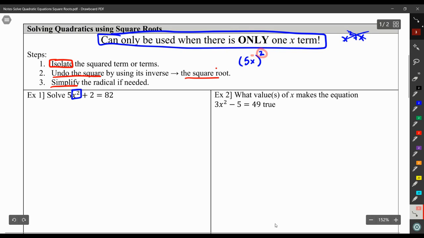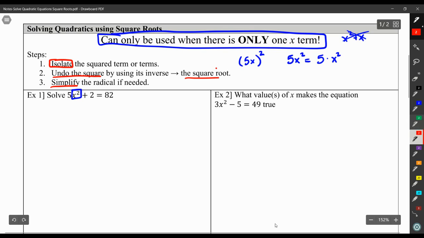x are being squared. But if we just have 5x and then a square with no parentheses, what this really means is 5 times whatever x squared is. So the only thing being squared in this case is just the x. These parentheses are not giant symbols, but they do mean a lot in terms of what math is actually going on. So let's go back to example 1.